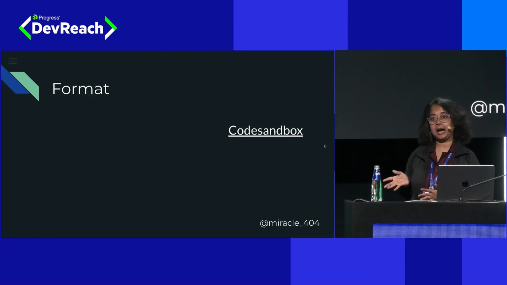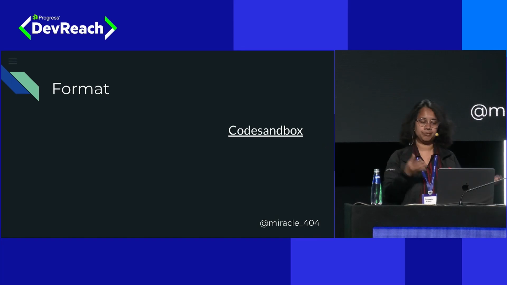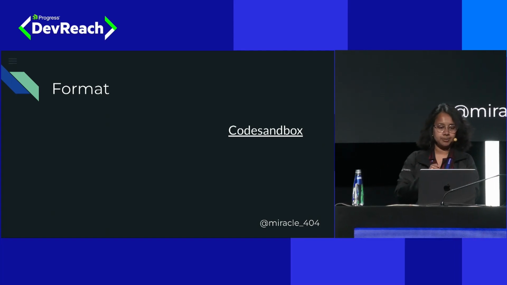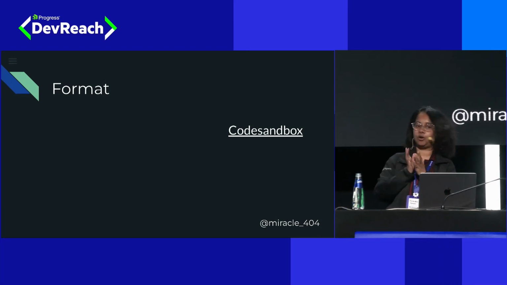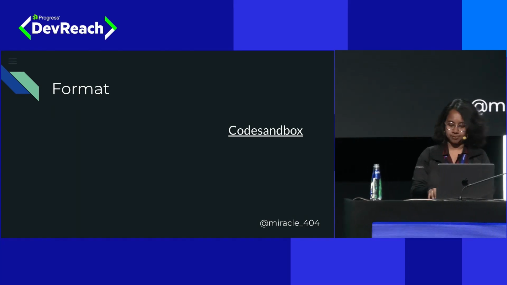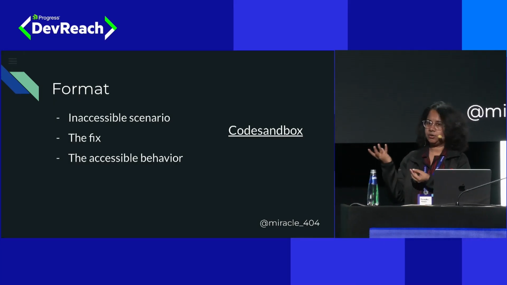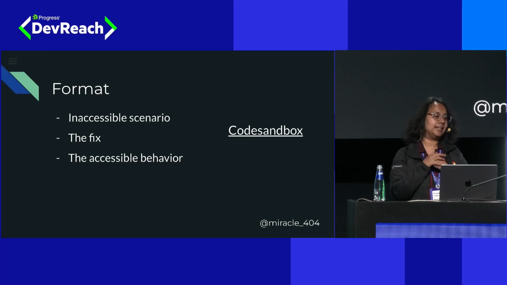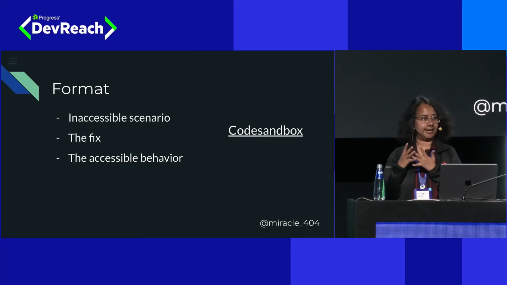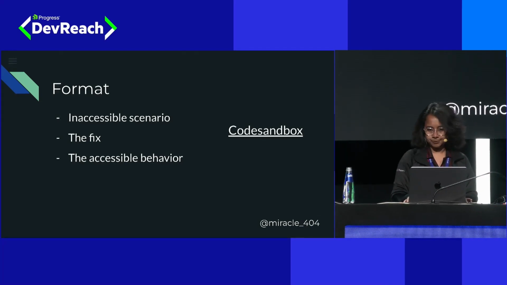So we are going to see some examples today. I'm going to share the slides later, so don't worry about that. And the CodeSandbox examples are all fairly simple. They are all on CodeSandbox. We will start with a scenario which will be inaccessible, and then we will see how we can fix it and make it accessible for all our users.